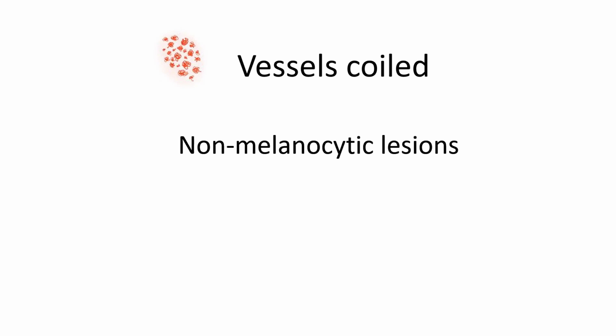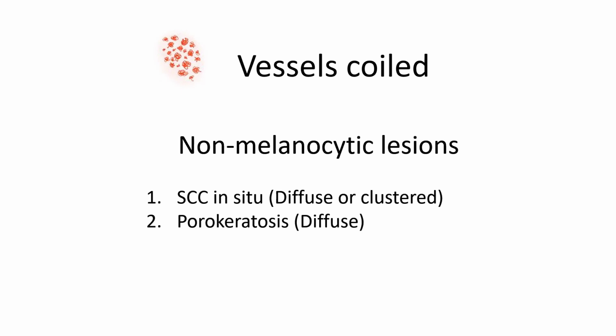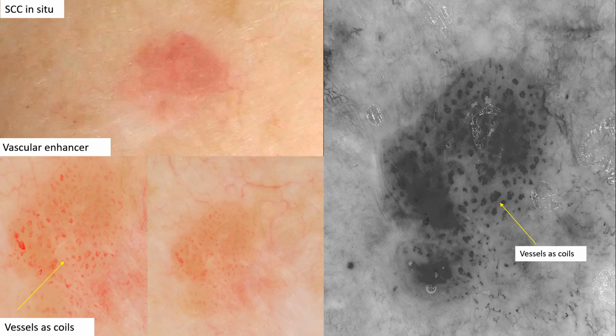For non-melanocytic lesions, a squamous cell carcinoma in situ, the vessels are either diffuse or clustered; porokeratosis, where the vessels are diffuse; and finally, psoriasis. In this particular example, you have vessels as coils. You can see it much better with the vascular enhancement as well as in the near ultraviolet light.